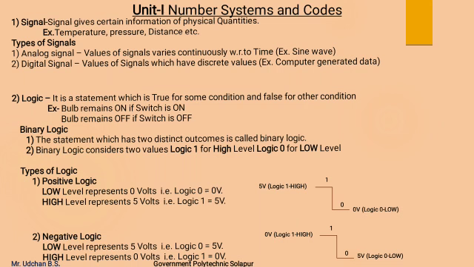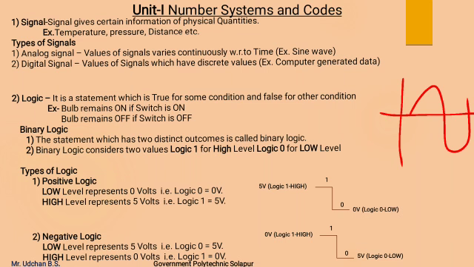For example, we will take a sine wave. The sine wave gives the information at any instant of time of a particular signal. The digital signals are discontinuous or discrete in nature. That is, they give information for particular interval of time only. The example for this is computer generated data.